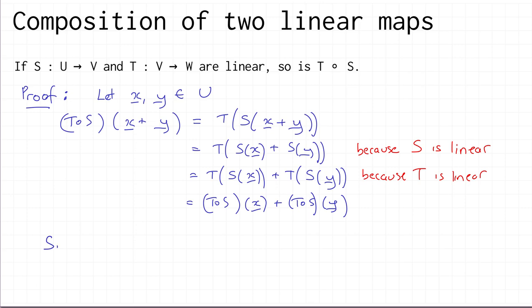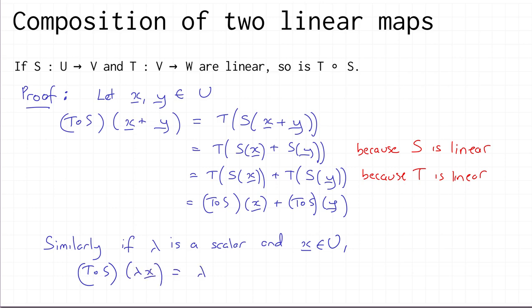So similarly, and by similarly I mean using the linearity of S and then using the linearity of T, if you have a scalar lambda and if you've got some element X in U, then T composed with S of lambda X is equal to lambda times T composed with S of X. So that's the second linearity property. You can check that yourself using the same kind of argument that we did there, just using the linearity of S and then using the linearity of T.